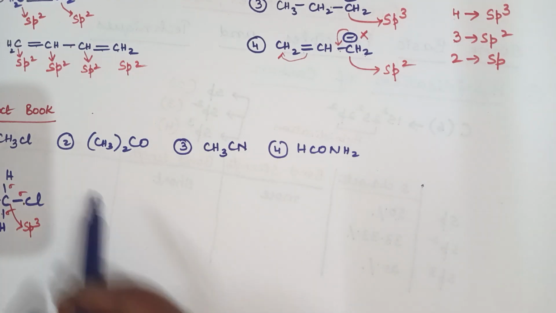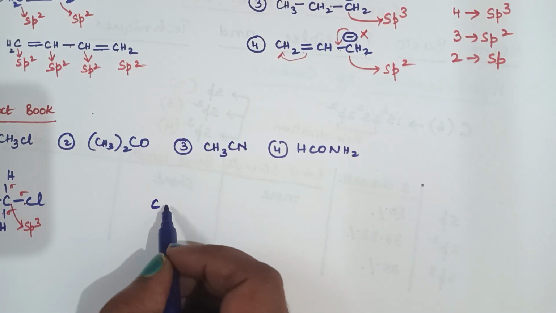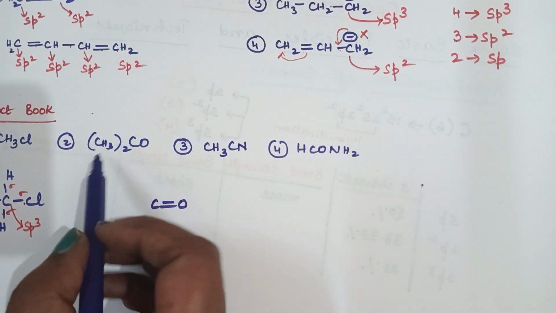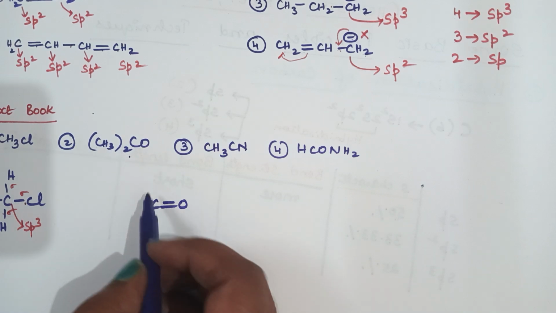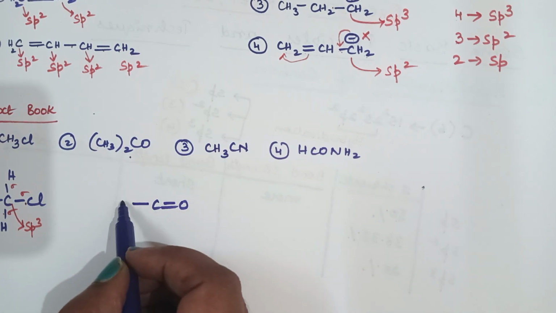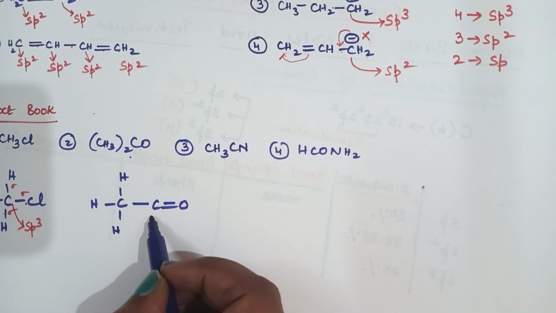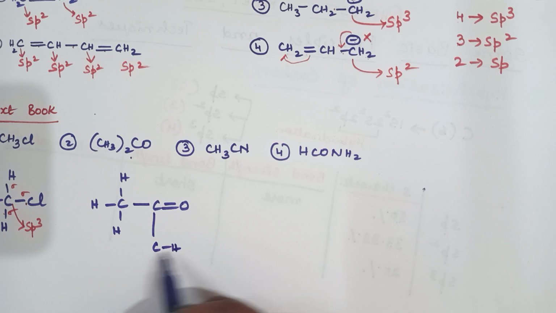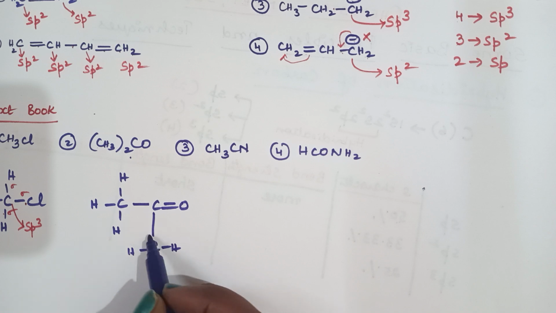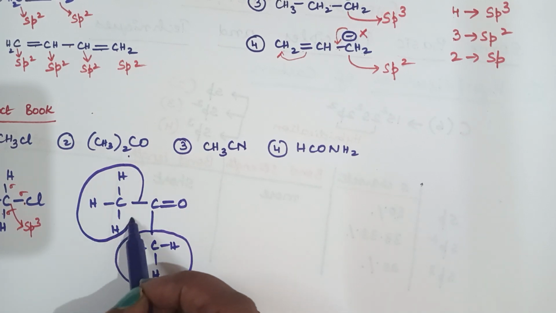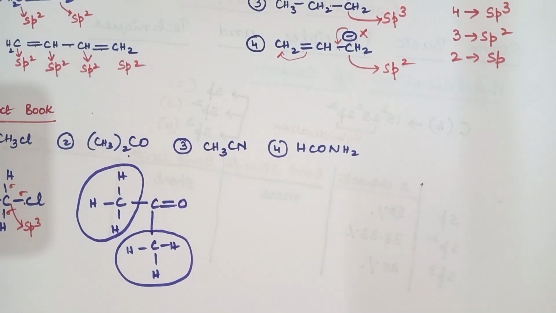Then the second example. CO can be written as C double bond O. Then CH3 two times. So you can write here CH3. I'll write it separately, CH3 and then one more CH3, with H and H. So this is one CH3 and this is the second CH3, which is attached to the carbon.